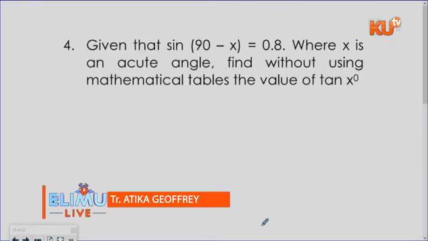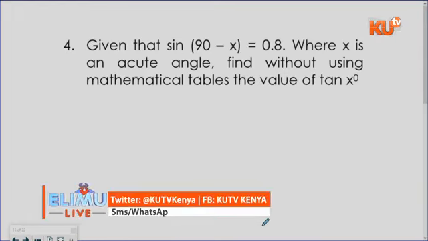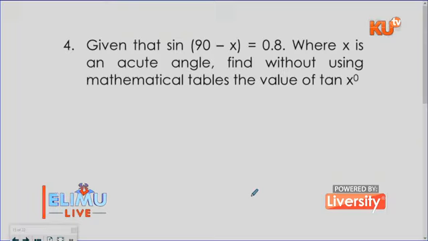There's another example here. Given that sine 90 minus x is equal to 0.8, where x is an acute angle, you find without using mathematical tables the value of tan x. So you can also do this one. You can work out the fourth example, learner, there at home. Just take a photo of this and you'll be good to go, because we have to focus more on the graph. 10 marks. Graphs, 10 marks.